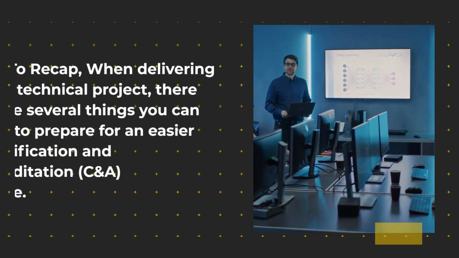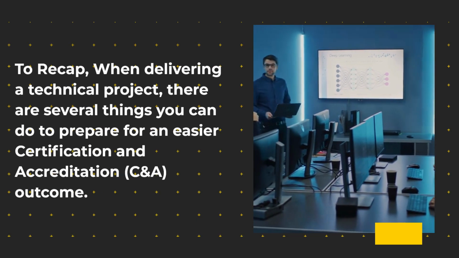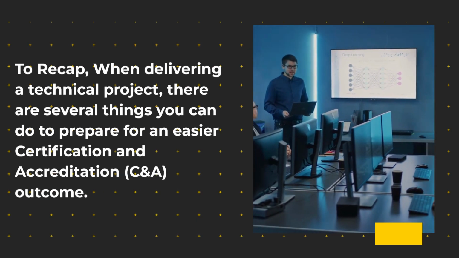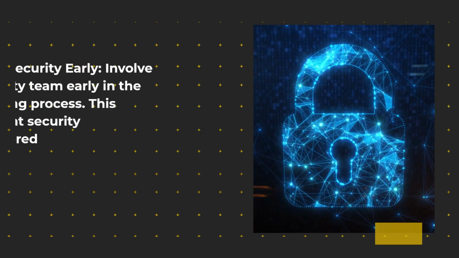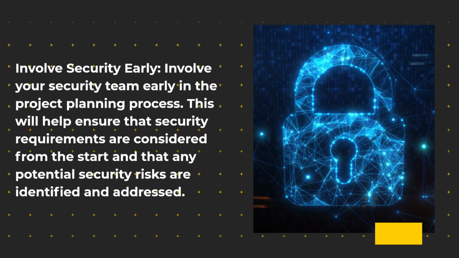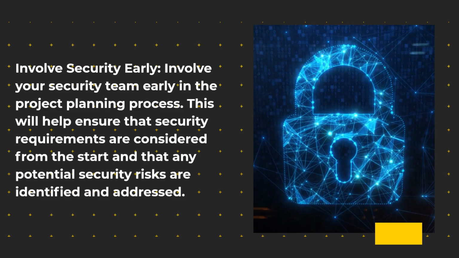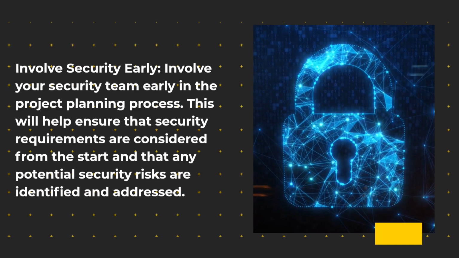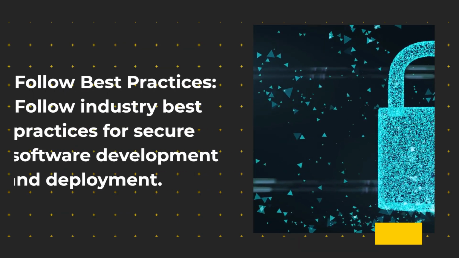To recap, when delivering a technical project, there are several things you can do to prepare for an easier certification and accreditation, C&A, outcome. Involve security early. Involve your security team early in the project planning process. This will help ensure that security requirements are considered from the start and that any potential security risks are identified and addressed.